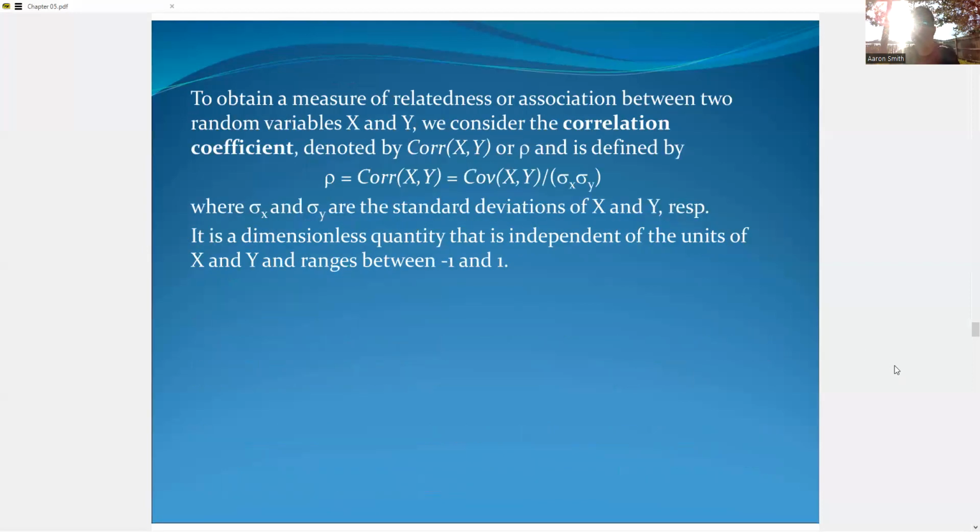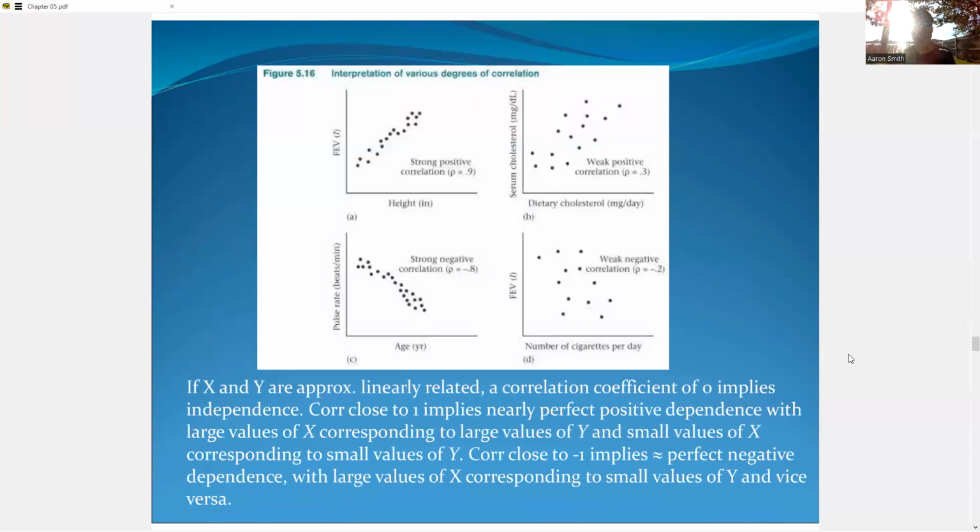To obtain a measure of the relative relatedness or association between two random variables, x and y, we consider the correlation coefficient, which is the covariance rescaled by the standard deviations. So this is dimensionless. And why this is nice is because it doesn't matter what unit my data is in, correlation is always between -1 and 1. Doesn't matter if I'm dealing with feet or pounds or slugs or counts, anything like that. Correlation is always between -1 and 1. So it's easier for us to interpret as humans.